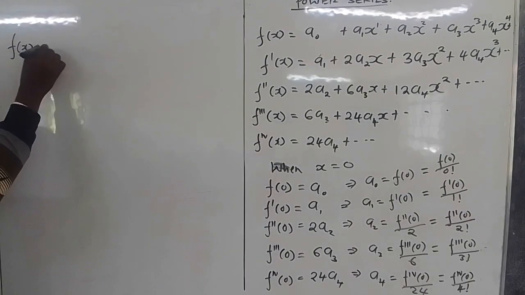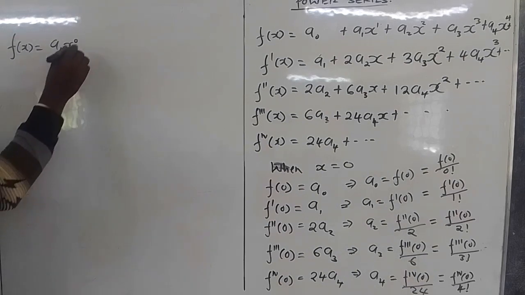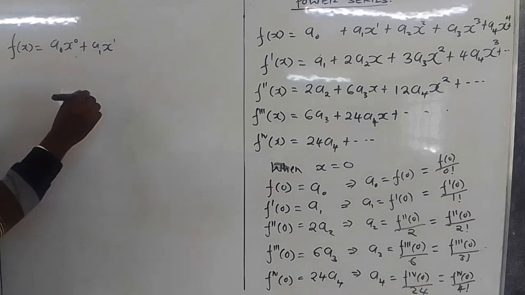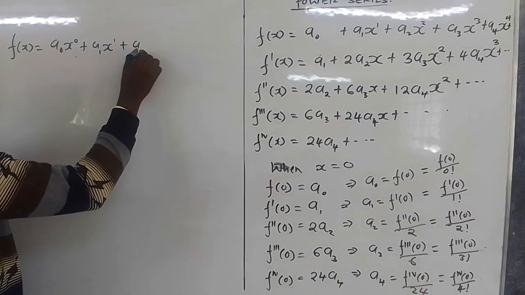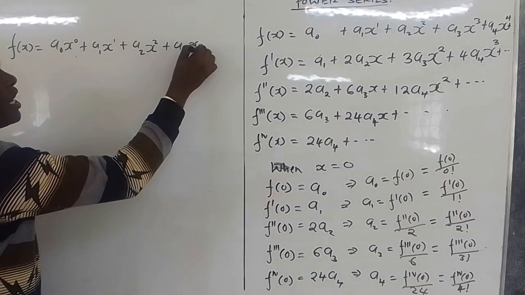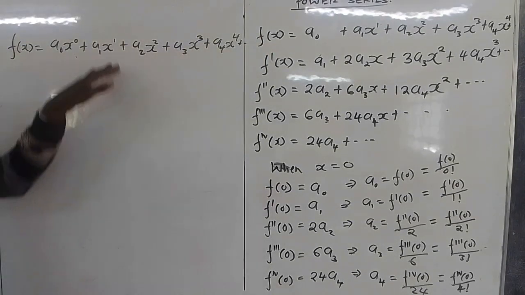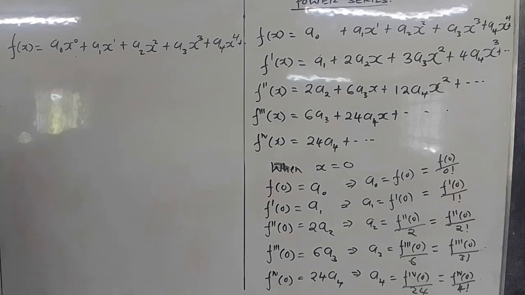What was our polynomial function? The polynomial function f of x was given by A0 x to the power 0, then A1 x to the power 1, A2 x squared, then A3 x cubed, A4 x to the power 4, in that order. Are we together? So from this polynomial function, you can now start by substituting the values of A.